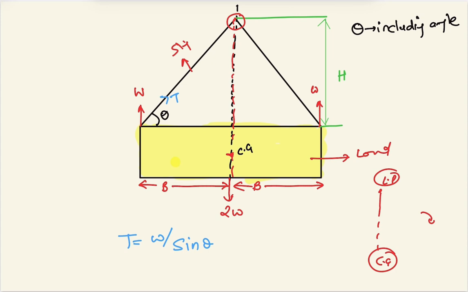This is the basic requirement. Whatever lifting you are doing, this is the basic principle: the line passing through the lifting hook must pass through the CG point.